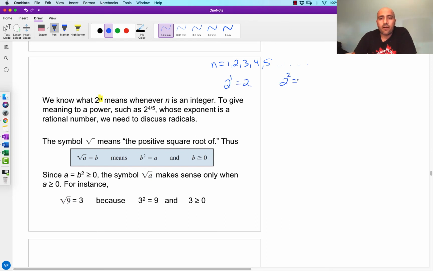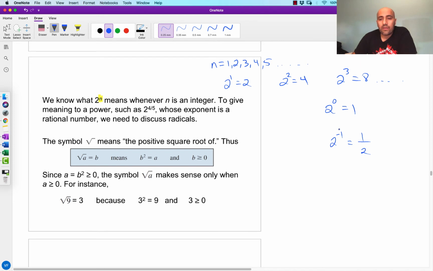2 to the second power, we know that's just 4. 2 to the third power, we know that's just 8. So we're happy as long as the exponent in there is a nice counting number. We just expanded our idea of that to include integers. So now we know that also 2 to the 0 power is just going to be 1. And 2 to the negative 1 power is just going to be 1/2.